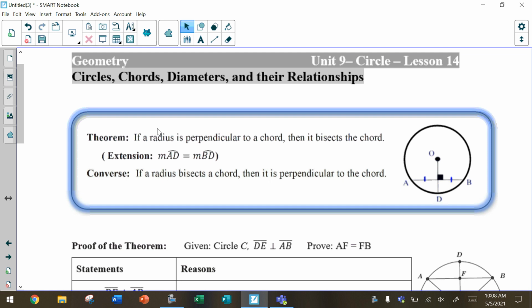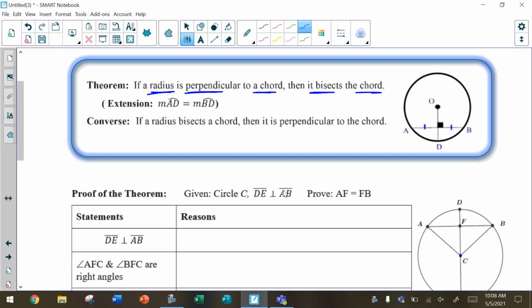So the theorem is that if a radius is perpendicular to a chord, then it bisects the chord. Or in reverse, the converse: if a radius bisects a chord, so if the radius splits the chord in half, then it's perpendicular to the chord.